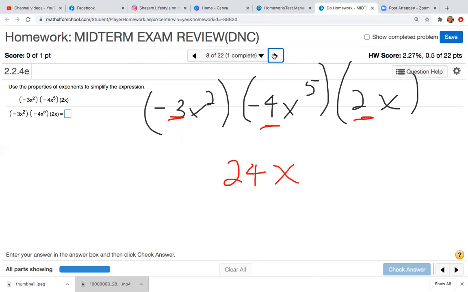Now, with the variables, when you're multiplying with the same base, what you do is you keep the base and add the powers on the variable. So the power here is 2, the power here is 5, the power here is 1. Add them up together, so you get the 8th power. Nice, that's it.